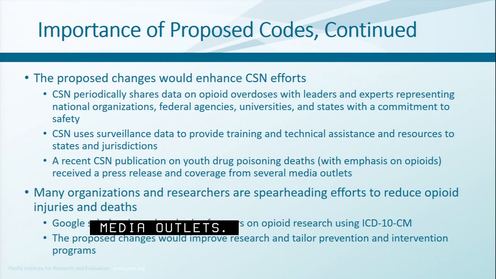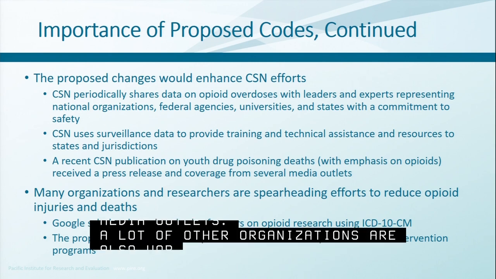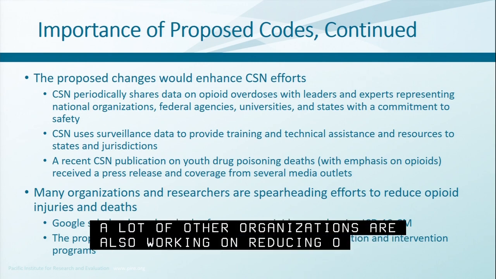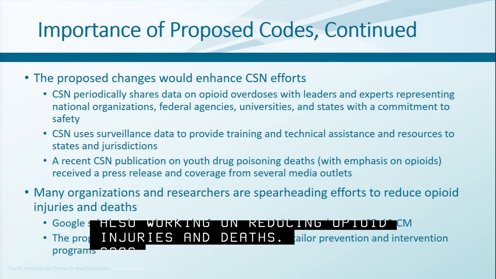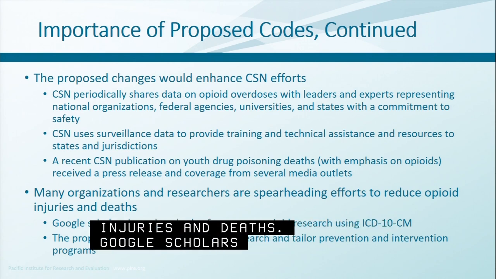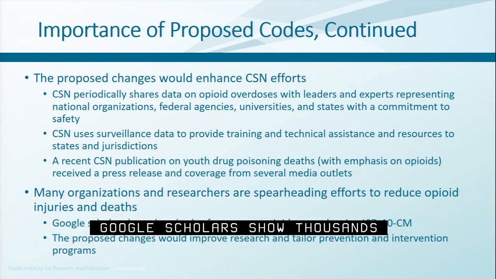A lot of other organizations are also working on reducing opioid injuries and deaths. Google Scholar shows hundreds of papers on this subject using ICD-10-CM. In conclusion, these proposed changes would improve research and tailor prevention and intervention programs. Thank you. Are there any questions?